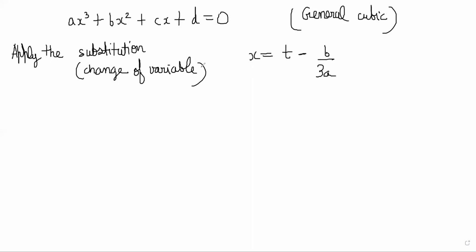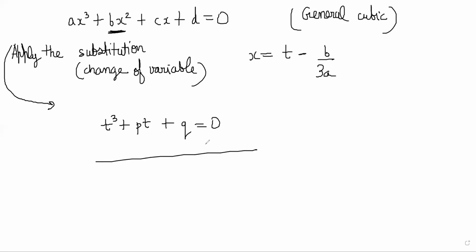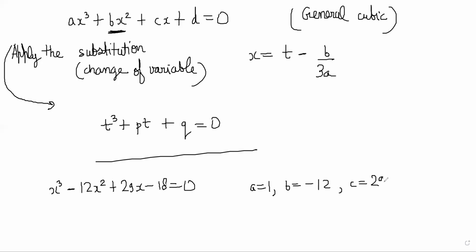If you do this substitution, you will realize that the second term will vanish. The quadratic term vanishes from the cubic, and this one will become the cubic t cube plus pt plus q is equal to 0. So if you don't believe me, we'll do some examples where this happens, right? So let's look at the cubic x cube minus 12x square plus 29x minus 18 is equal to 0. So here we know that a is equal to 1, b is equal to minus 12, c is equal to 29, and d is equal to minus 18, right?